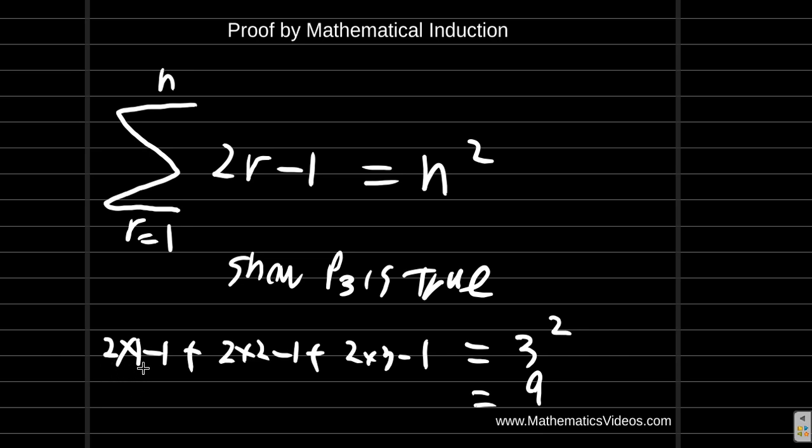2 times 1 is 2 minus 1. 2 minus 1 is 1 plus. 2 times 2 is 4. 4 minus 1 is 3. So it's 3 plus. 2 times 3 is 6. 6 minus 1 is 5. So this is 5. Alright. 5 and 3, 8 and 1, 9. So 9 is equal to 9.